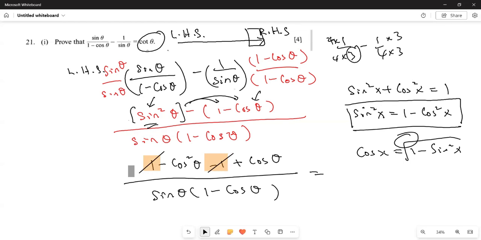You take a look at the right side and ask yourself, am I on the right track? Your right side is cotangent. It does help you, because that is your guideline. That's your direction. Now, what did I tell you in the beginning of the lesson? When you see cotangent, what do you do? You change to cosine over sine. Correct or not?